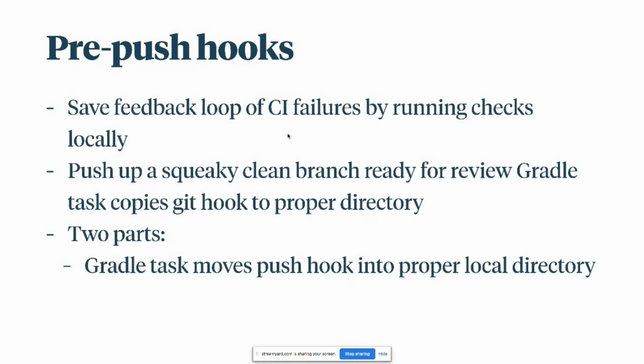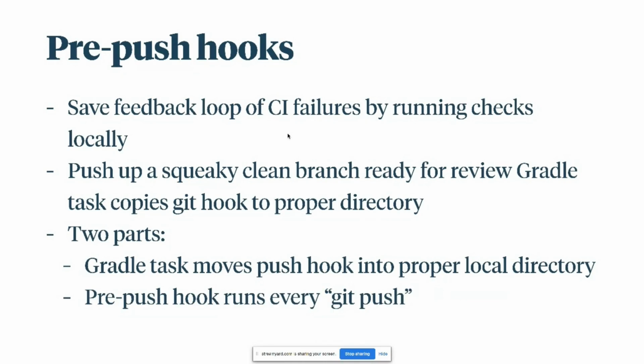One, which I'll show here, is a Gradle task that moves the code we want to run into the proper local directory. The issue is that where the Git hooks live is within the Git directory, which is typically Git ignored. So the code you want to run pre-push can't be kept where it needs to be kept locally. So we have a Gradle task that just copies that bit of code into the proper local directory, and then that hook runs every time we call a git push. And I'll show those right here.